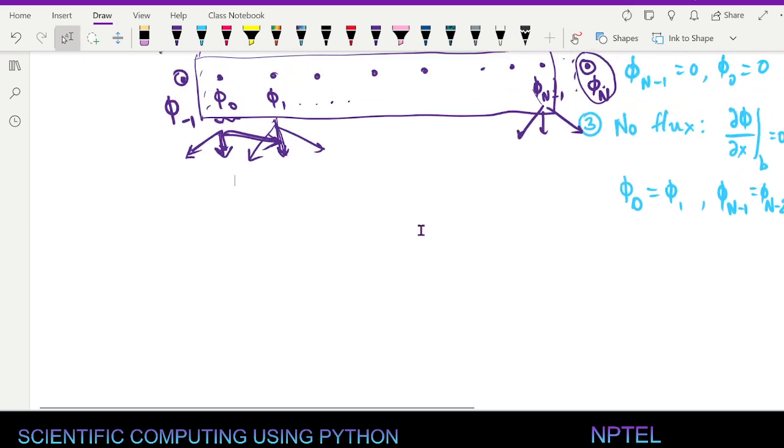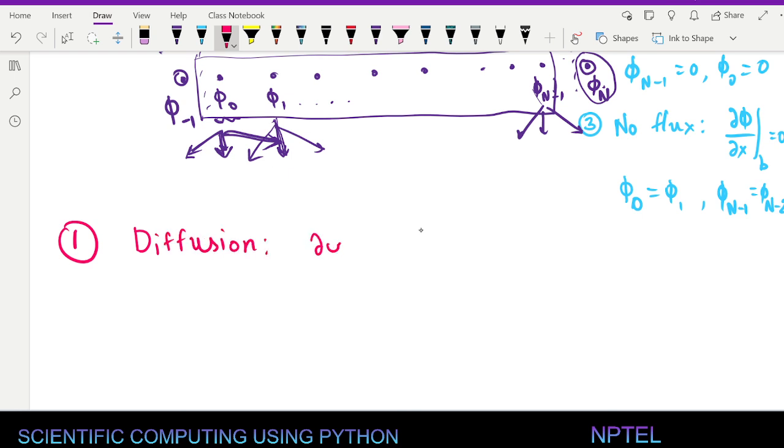Okay. So then we went on to solve some equations. In fact, the same equations which were there last time. So the first was, was it diffusion or wave? I think, yeah, first was the diffusion equation, which is del phi by del t is equal to del 2 phi by del x2.